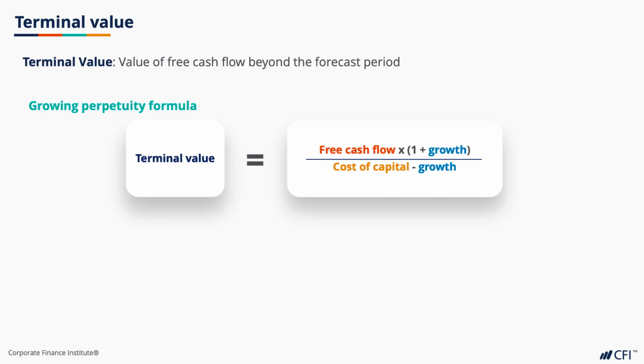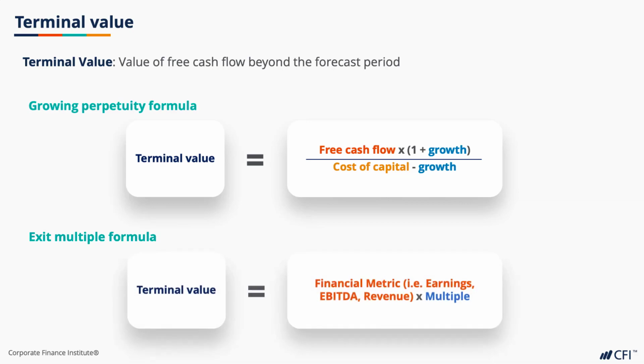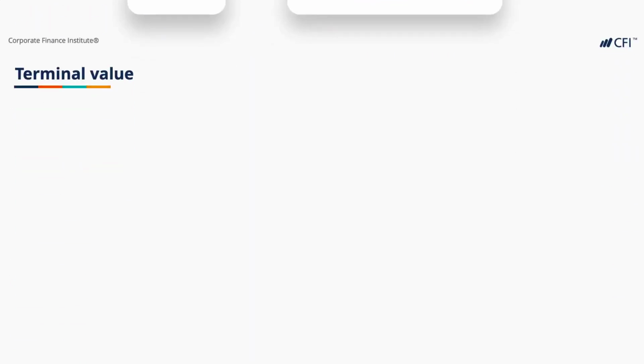The other formula for calculating terminal value is an exit multiple formula. This assumes that the business is sold at the end of the forecast period. And if we want to know what the business could be sold for, we will look at comparable companies to see what multiples they're trading at in the market. We will look at multiples of earnings, EBITDA, or revenue, and multiply by the company's terminal year earnings, EBITDA, or revenue. Let's look at an example to walk through these.